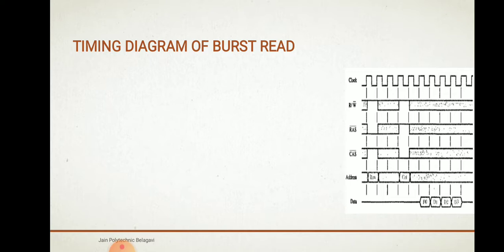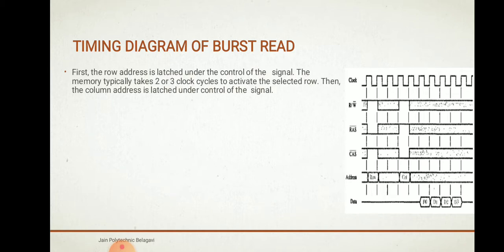Here you can see a timing diagram of a burst read operation in the synchronous DRAM. First, the row address is latched under the control of the RAS signal. The memory typically takes 2 to 3 clock cycles to activate the selected row. So it will take about 2 to 3 cycles to activate that selected row after we send the RAS signal.